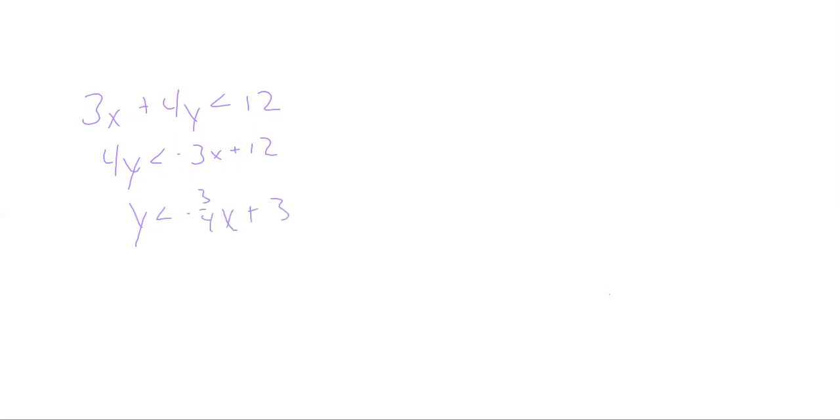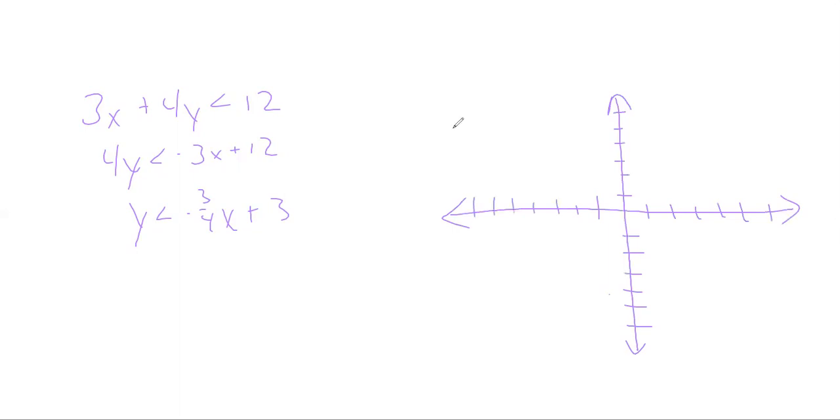Okay? Graph it. Well, we come over here. Start at b. Well, b is 3. 1, 2, 3. Boom. There we go. What's our slope? Down 3 over 4. Down 3 over 4.